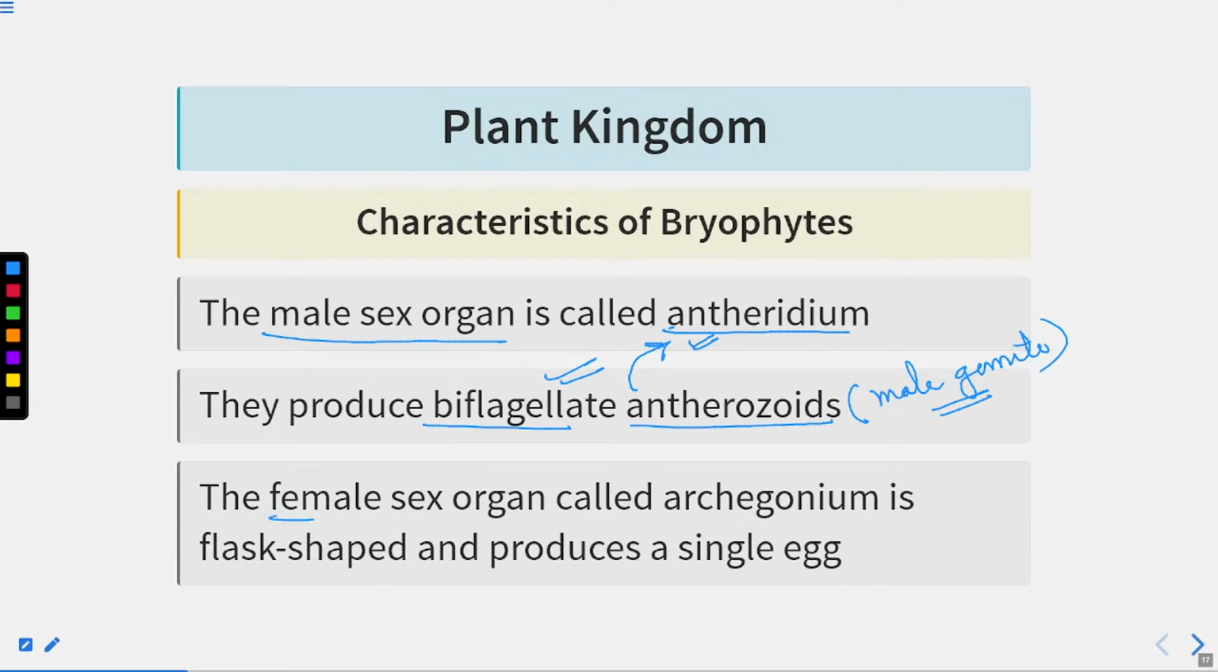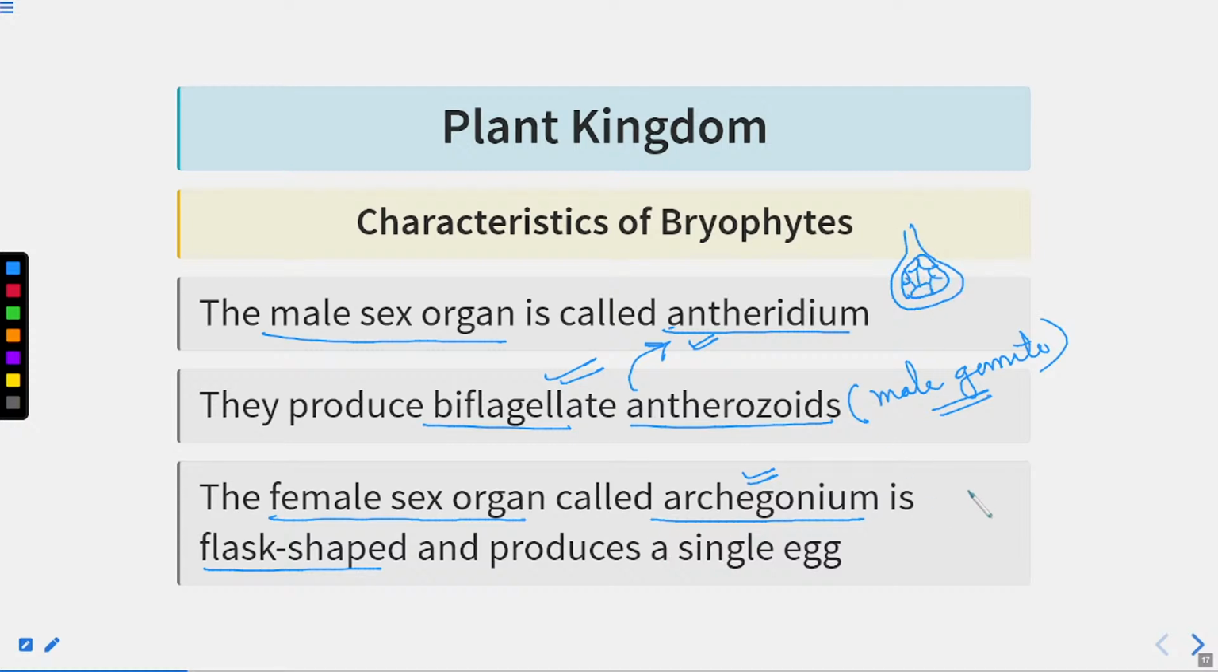Similarly, the female sex organs are also there, and they are also multicellular in structure, and it is called archegonium. It is a flower shaped structure. But what about the male sex organ? It is somewhat like this, embedded in the thallus, and it is multicellular.